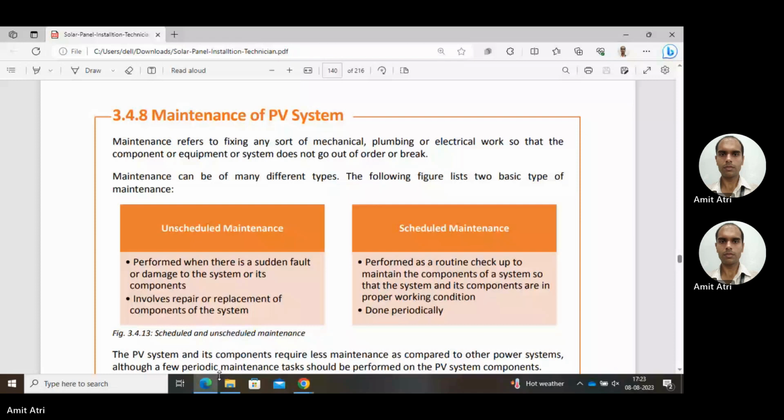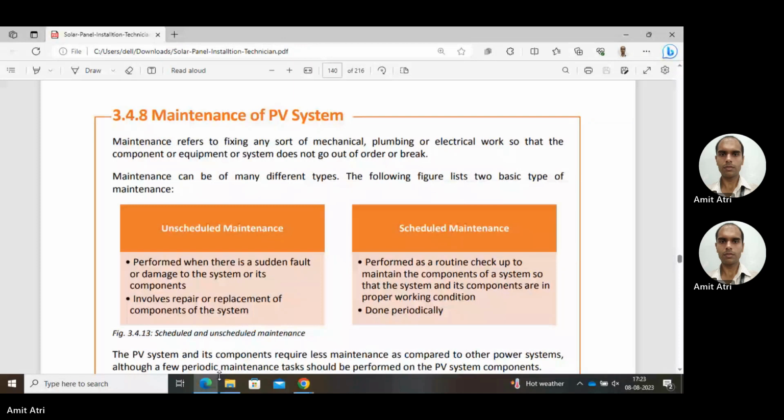So that is unscheduled. The scheduled maintenance is already pre-planned. So we have scheduled it at a duration. Let us say after this much time, or this many months, this many days, after that time is over, we check the components in the PV system. So that comes under scheduled maintenance.